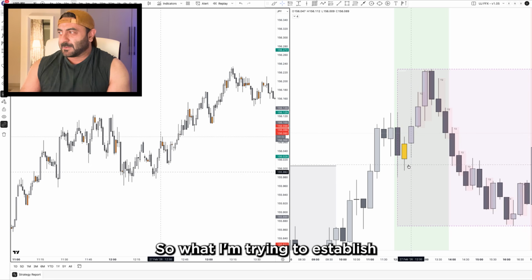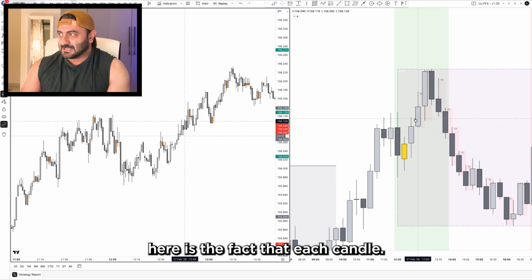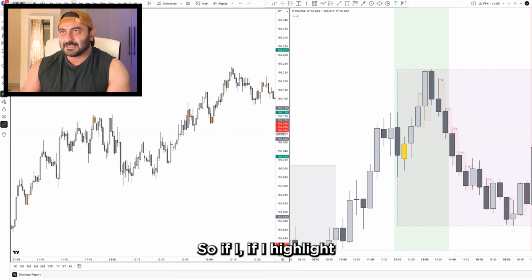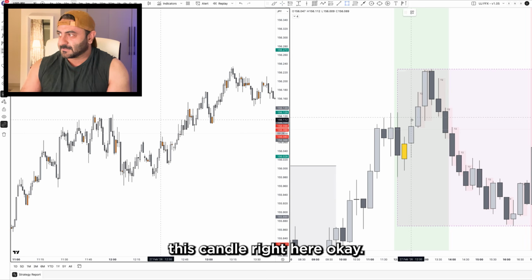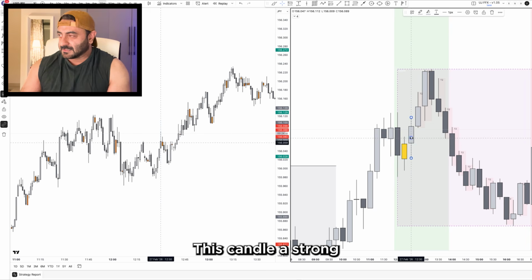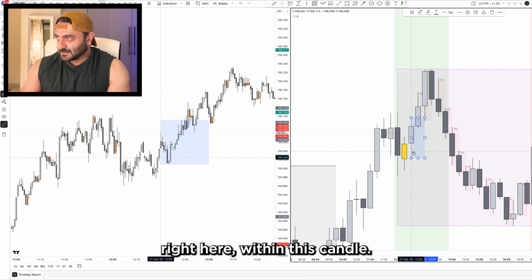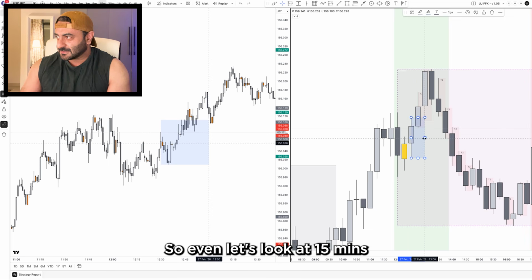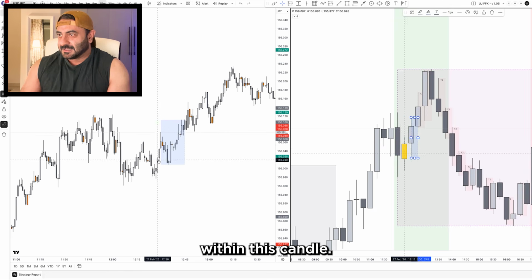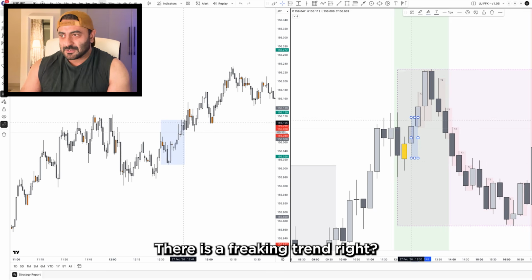So what I'm trying to establish here is the fact that each candle, so if I highlight this candle right here, a strong bullish momentum candle, let's look at 15 minutes, within this candle there is a trend, right? Look at this 1 minute.